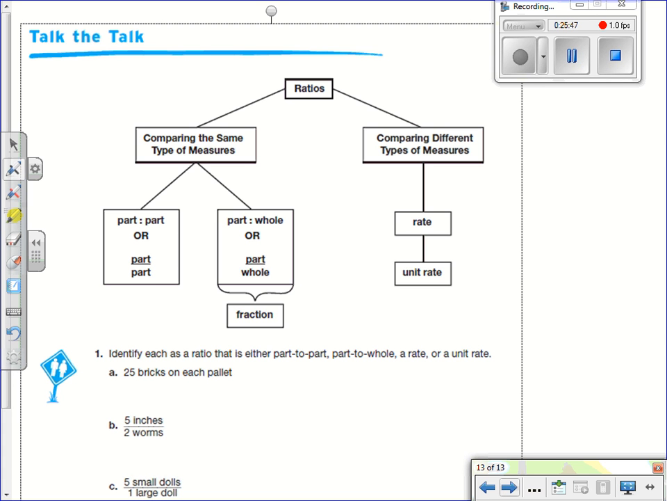Okay, so now this is up to you. The talk is next. So you may work with a partner on this if you get stuck, but basically you're going to identify each as a ratio that is either part to part, part to whole, a rate, or a unit rate. Then you're going to scale each ratio up or down to determine the unknown term, and that's all. So I want you to go ahead and complete this part. Again, if you need to talk with somebody through it, or if you need extra help, come get it from me. And then you're to go on and do the skills practice set for 1.1.